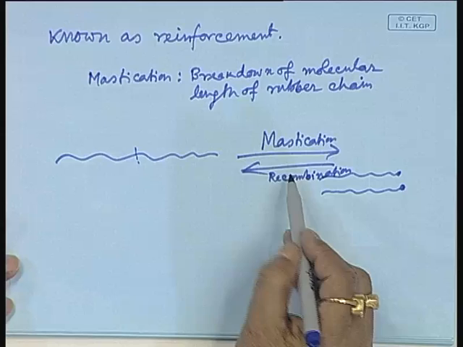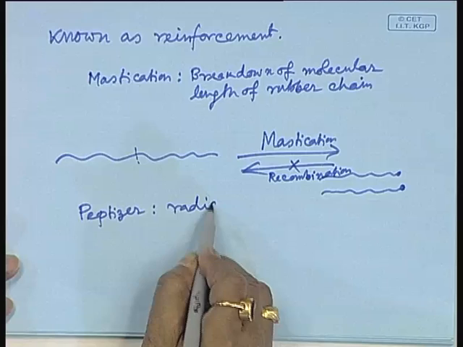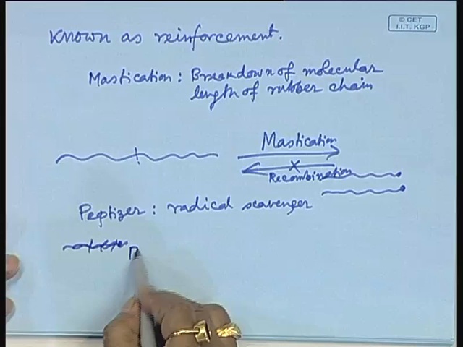So what we need in order to prevent such recombination, that means to avoid the reversible process, the reverse path, is a peptizer. Peptizers are free radical scavengers. What does it do? Suppose RSH is a peptizer, a thiol type or disulfide type.